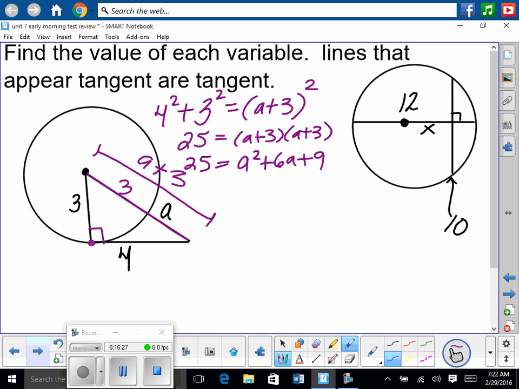Now, I'm solving for a. That's my goal, right? Looking at this, it's quadratic, right? So we've got to solve either by factoring if it's factorable, or using the quadratic formula. But first, we have to make sure our quadratic is set equal to 0. So we've got to subtract 25 from both sides, right? Everybody? So we have 0 is equal to a squared plus 6a, and then negative 25 plus 9, negative 16.